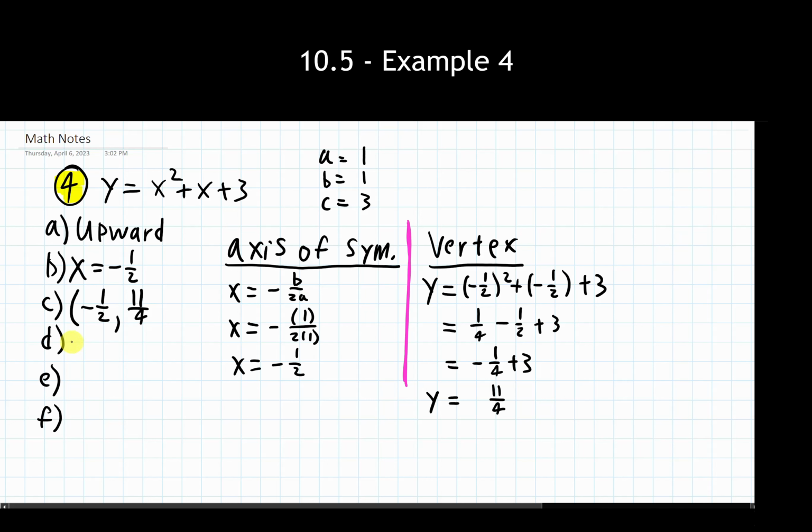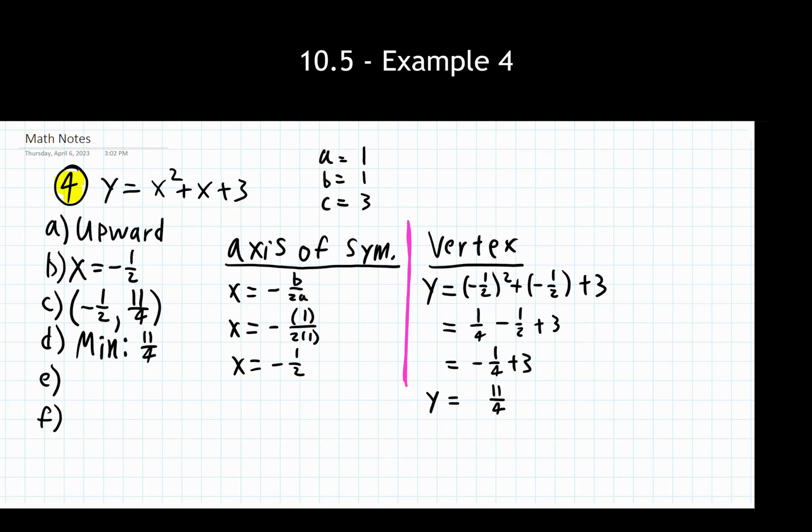Looking at my minimum or maximum value, this thing is opening upward, so the vertex has to be a minimum value. So I'm writing in that I have a minimum value. What is that minimum value? That's the y value of the vertex. That's this 11 over 4. And there we go. Vertex, axis of symmetry, minimum, maximum, all figured out.